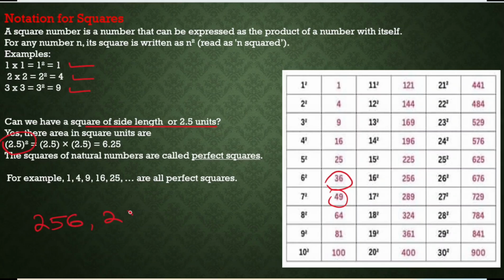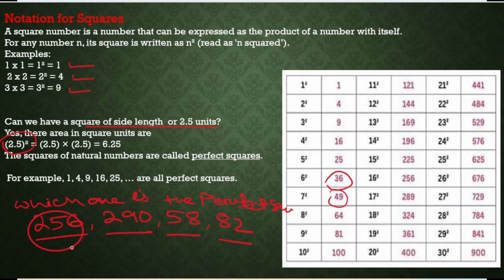Okay, so if you are given a question: 256, 290, 58, 82, which one is the perfect square? Perfect square. Okay, so your options are 256, 290, 58 and 82. So the answer should be 256. Why? You know 16 into 16 is 256. So 256 is a perfect square.